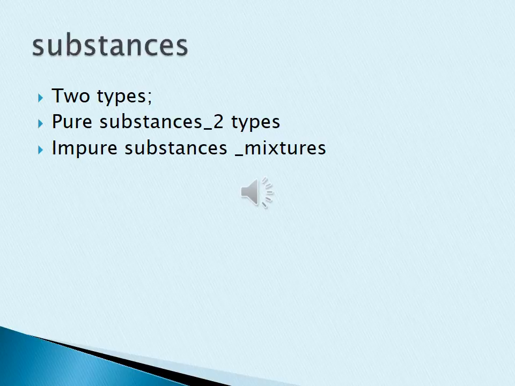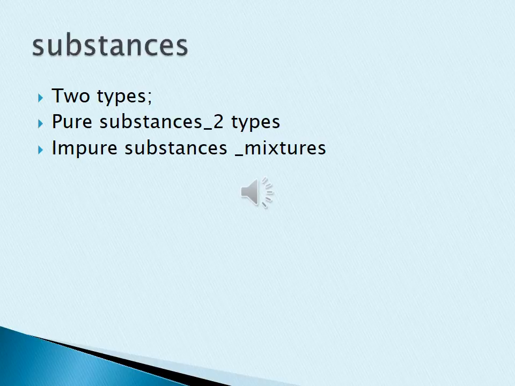You see here, for example, water: H plus O plus H. So 2 hydrogen, 1 oxygen. That's why H2O. A compound loses the original properties of the atoms when combined.